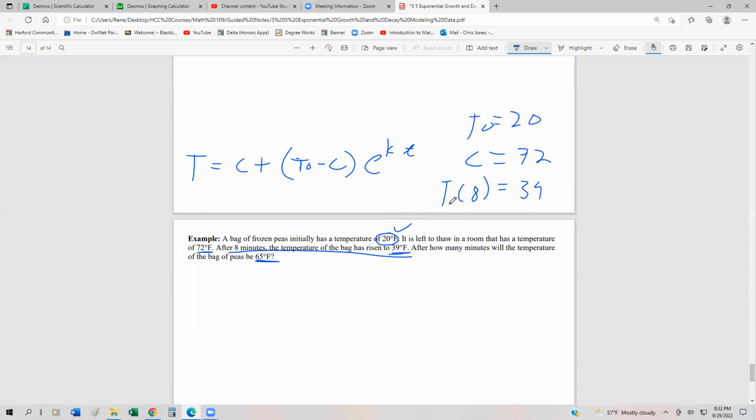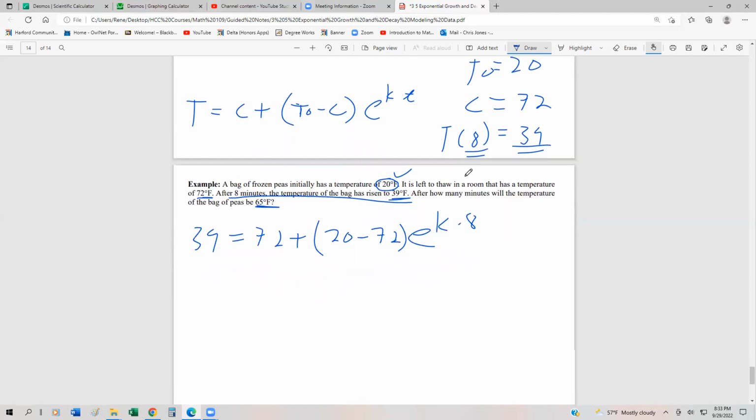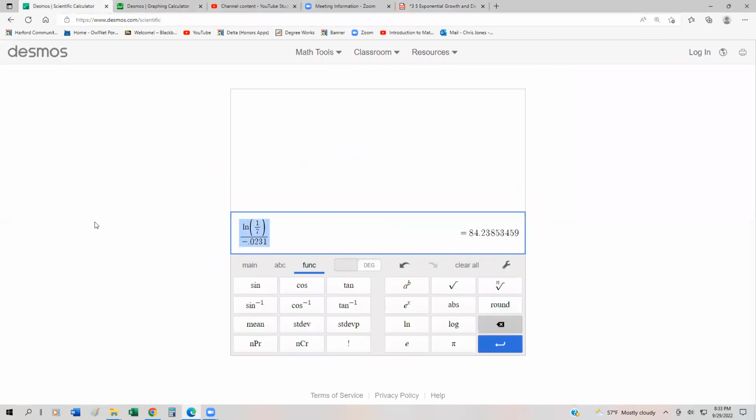So our temperature T, which we know to be 39 after 8 minutes, is going to be equal to 72 plus T sub 0, which is the initial temperature 20, minus 72, which is the ambient temperature, e to the kt, but we know that after 8 minutes, it's going to be 39 degrees. We're going to subtract 72 from both sides. And if we do that, 39 minus 72, just to be sure, because I'm recording. All right, that's going to be negative 33.